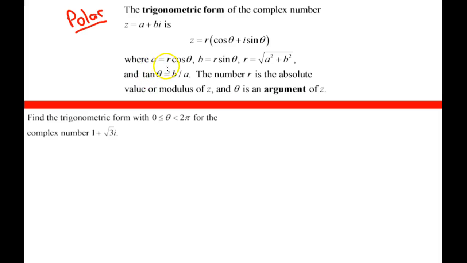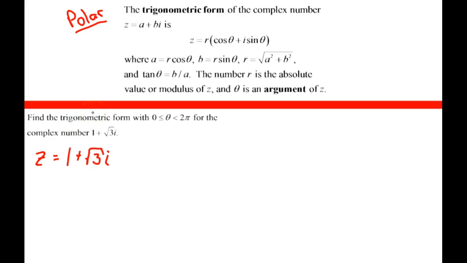A is represented by r times the cosine of theta. B is represented by r times the sine of theta, which we just talked about in the previous slide. r is equal to the square root of a squared plus b squared, and tangent of theta is equal to b over a. So the value r is just going to be the modulus or absolute value of our complex number, and the angle theta is referred to as the argument of our complex number.